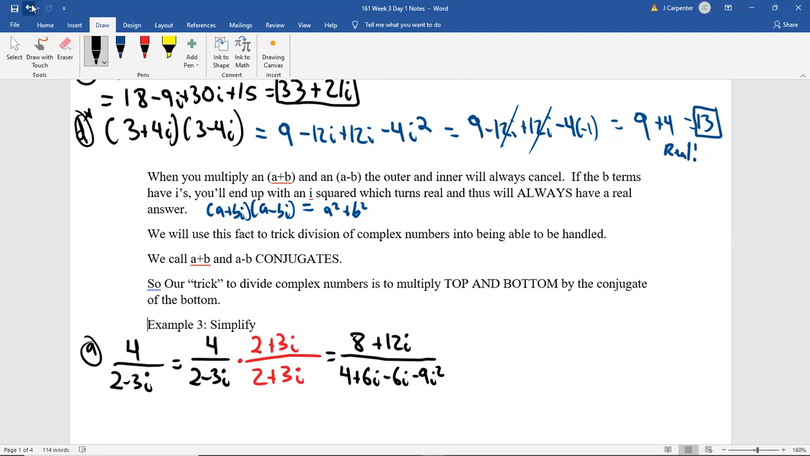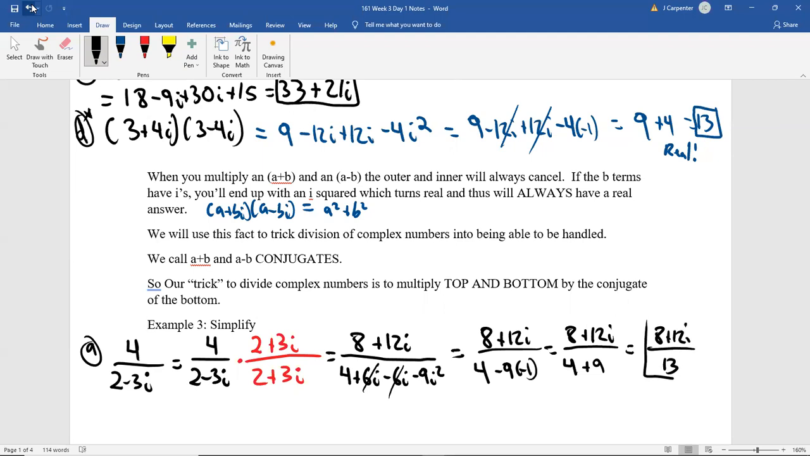After you do a dozen of these, you might find yourself taking shortcuts, like skipping the outer and the inner of the bottom. You always have to do it at the top, though, because the outer and the inner in the bottom will always cancel. 6i, negative 6i, gone. This i squared becomes a negative 1. I can't really do anything in the top for now. So 8 plus 12i over 4, and the 6i terms cancel, and that becomes negative 9 times negative 1, which is 8 plus 12i over 4 plus 9, which is 8 plus 12i over 13. And this is our answer, because there's no common factor in all three parts of that.